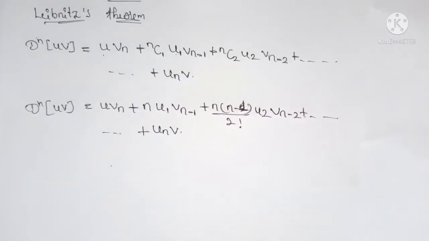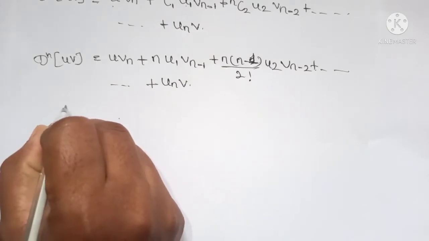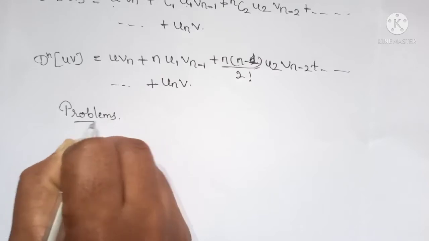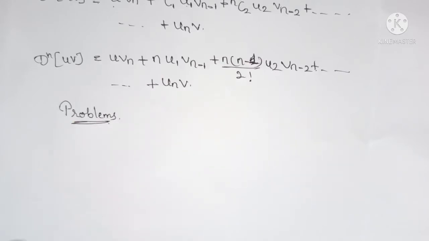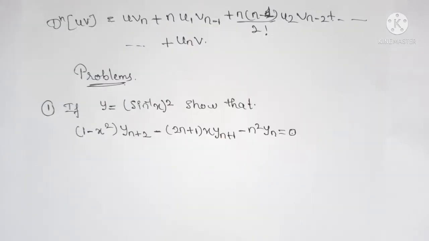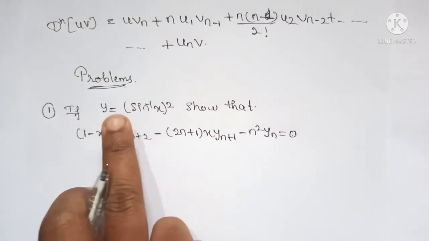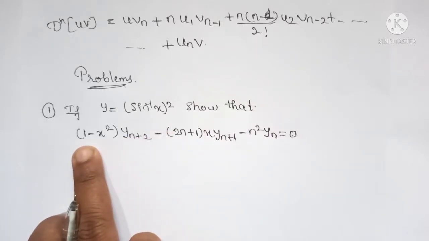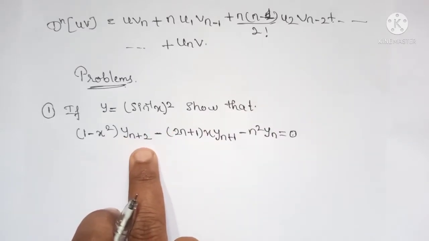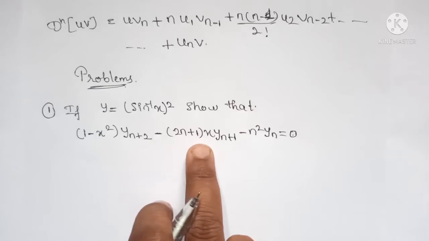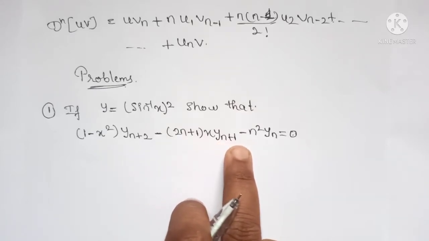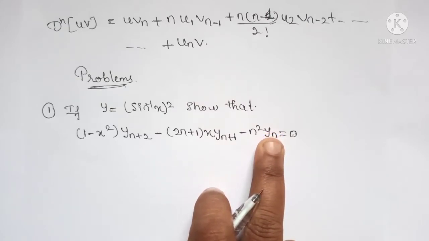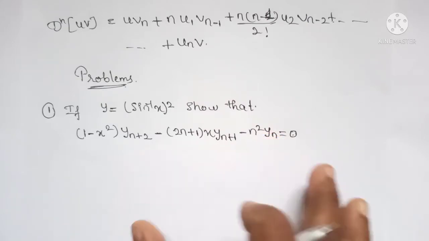Now let us consider the examples. These examples are very important for your exams, for 6 marks. The given problem is: if y equals sine inverse of x square, then show that (1 minus x square) y(n+2) minus (2n+1) x y(n+1) minus n square yn equals 0. Almost always you will get problems like this.